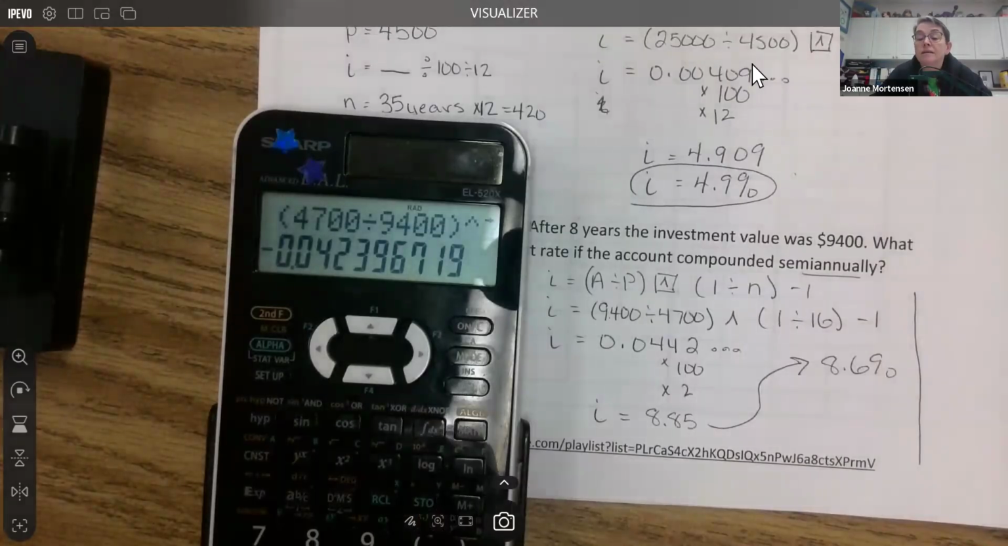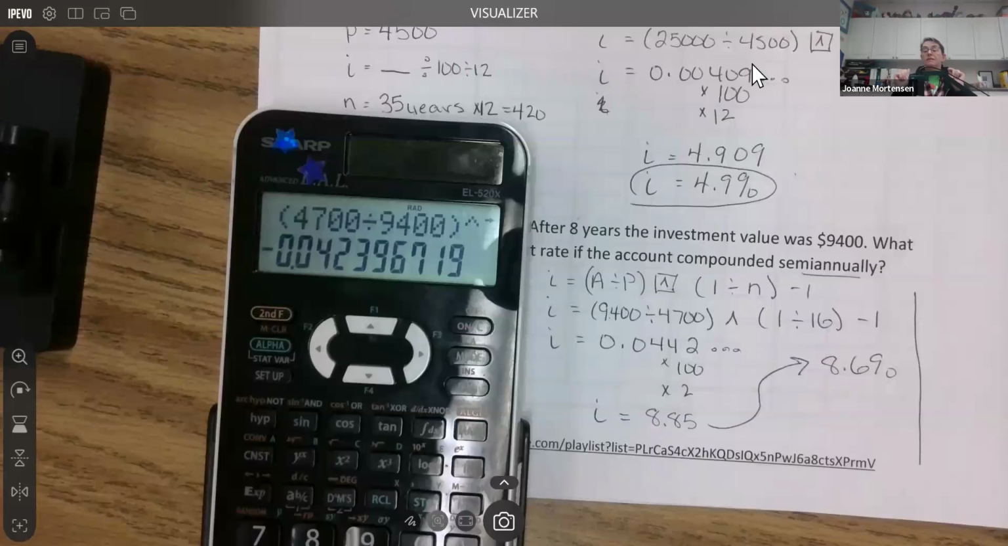So if you get them backwards, there you go, you get a negative percent. And none of our questions should have negative percents on them. So if you get a negative percent, you know you did something wrong, and maybe you'll remember you just had those backwards.